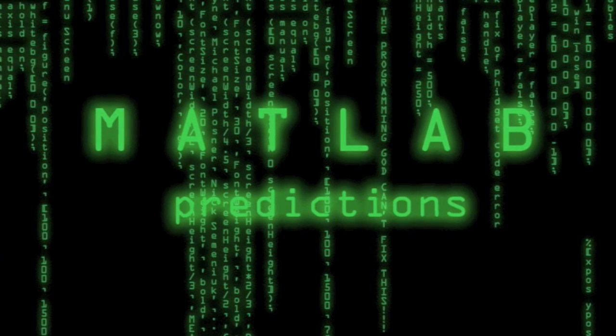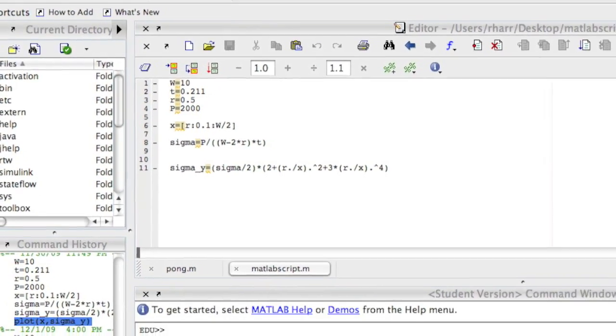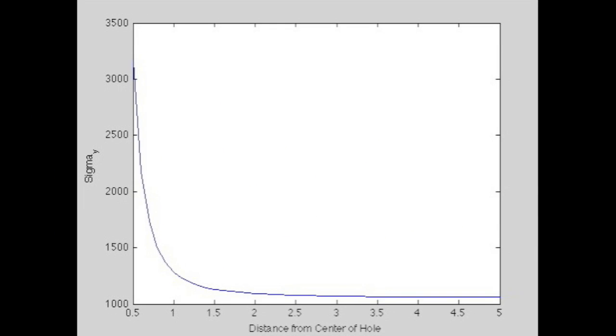Using MATLAB, we plotted the expected axial stress, sigma y, as a function of the distance from the center of the hole. The graph shows that the stress is highest at the edge of the hole and decreases as we move away from the hole towards the rest of the plates.